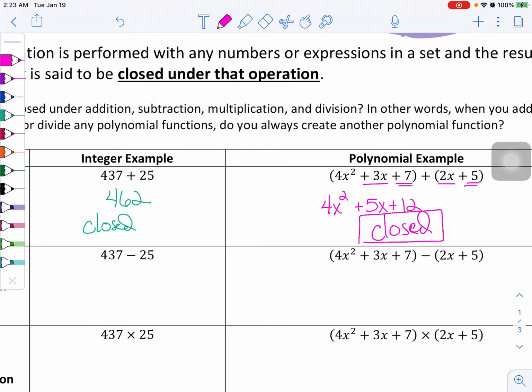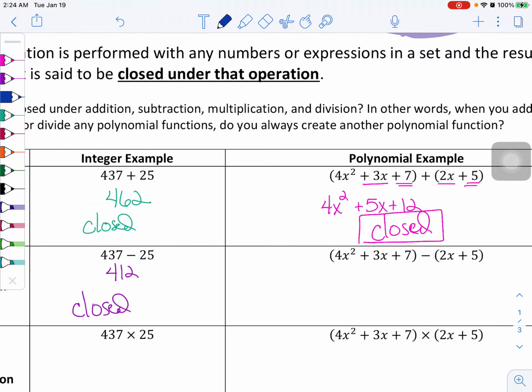Okay, let's go ahead and take a look at integer subtraction. So 437 minus 25 is going to be 412. And here's the thing. Even if I reverse those and did 25 minus 437, I'd get a negative number, but it's okay to get negative numbers as integers. So that is closed. All right. As long as you add or subtract integers, you are going to create an integer.